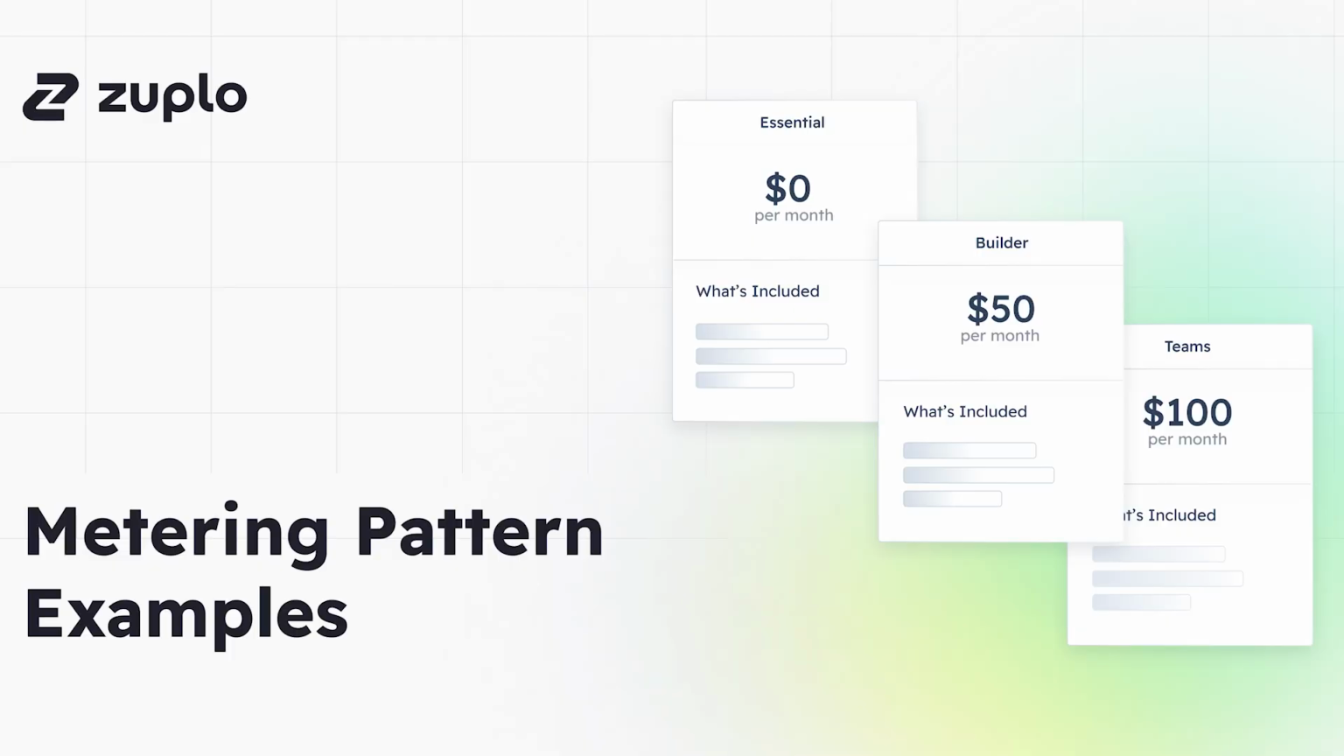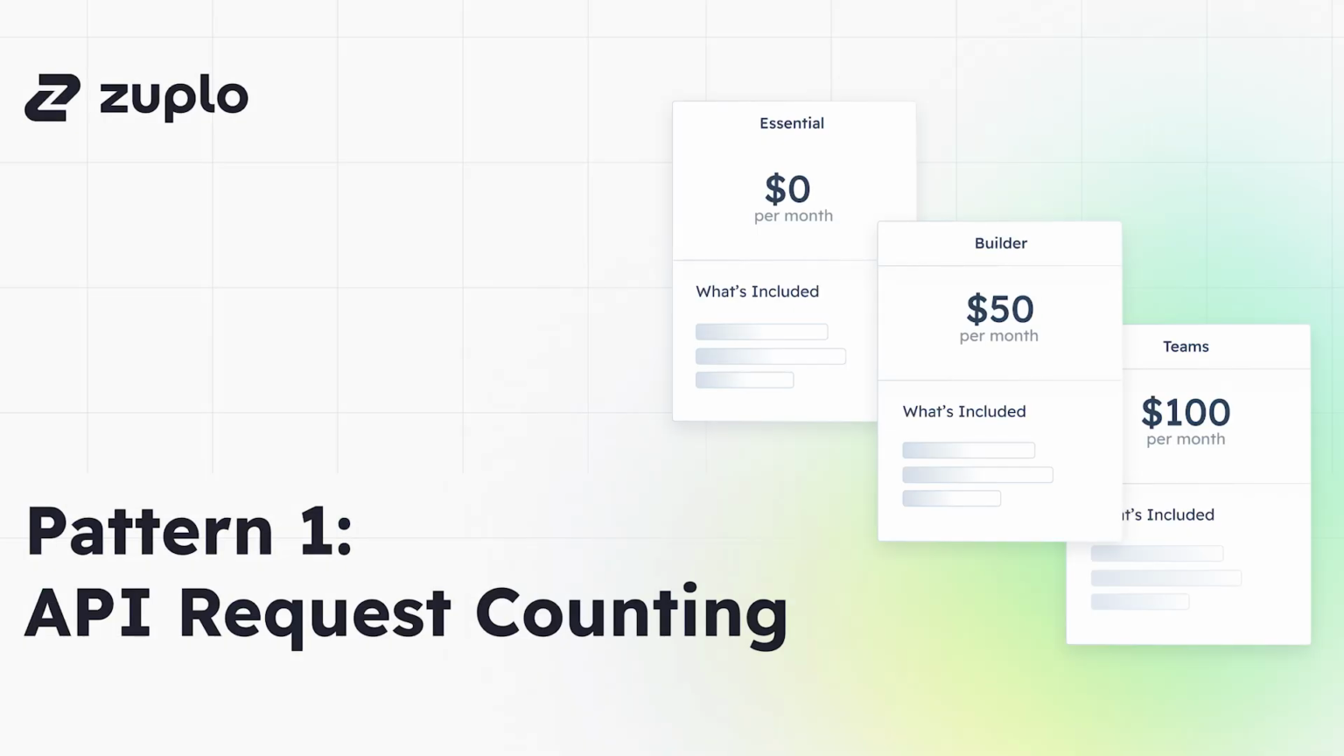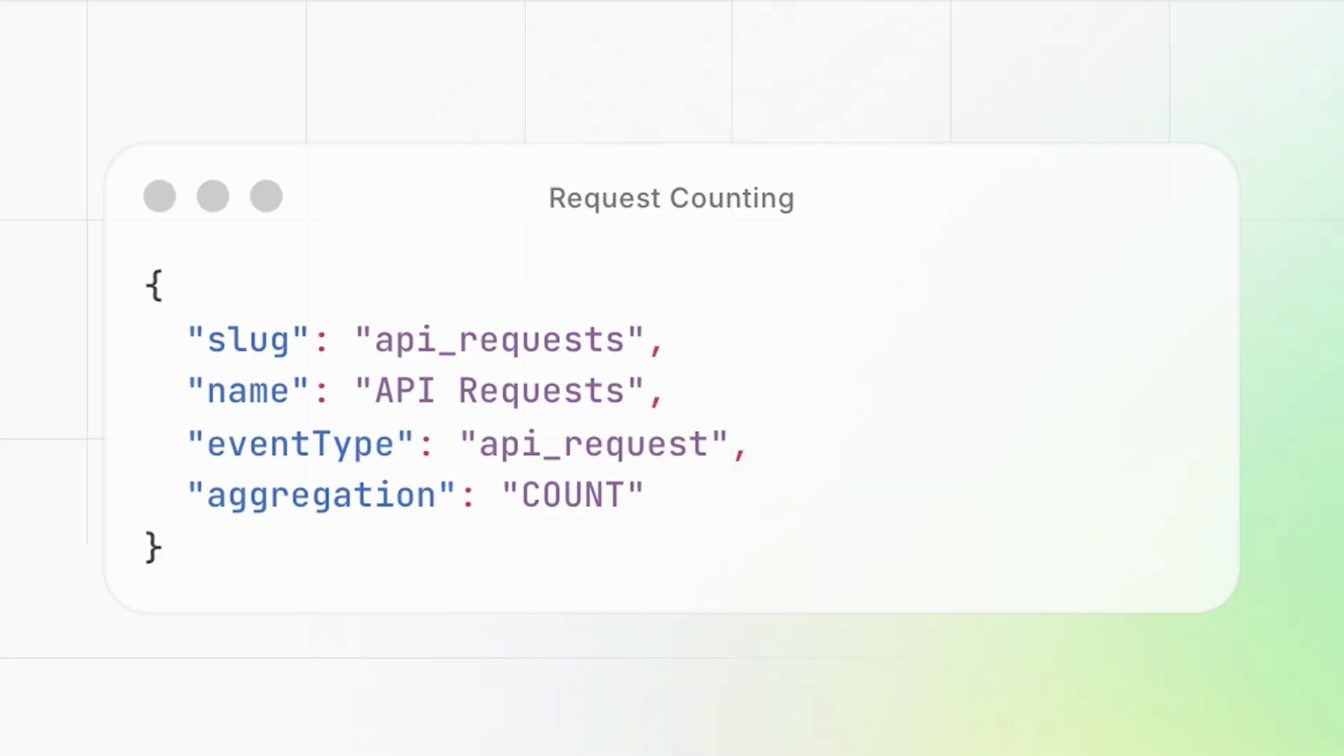That's why modern metering systems don't just count requests, they track usage dimensions, the specific unit that correlates with your cost to serve. So let's take a look at 3 specific metering patterns so you can see how they differ. Pattern 1. Request counting. Every API call increments a counter by 1, and this is the baseline. Use it when your requests are roughly uniform in cost or when simplicity matters more than precision.